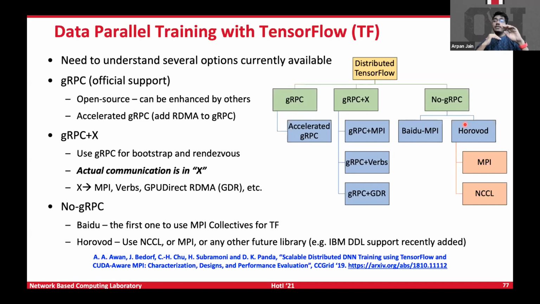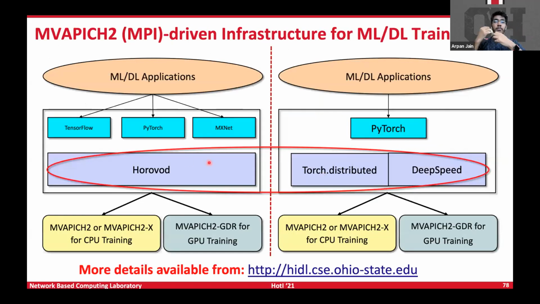training. It separates two things: the deep learning framework and the communication runtime. At the upper layer, it provides support for PyTorch, TensorFlow, and MXNet, and you can use any communication library with it. It has support for MPI, NCCL, Gloo, MLSL, and DDL from IBM. So it supports most of the communication runtimes we have nowadays. That is why Horovod is becoming very popular and gaining a lot of traction in the distributed training community. So here we are presenting an MPI-driven infrastructure for ML/DL training.